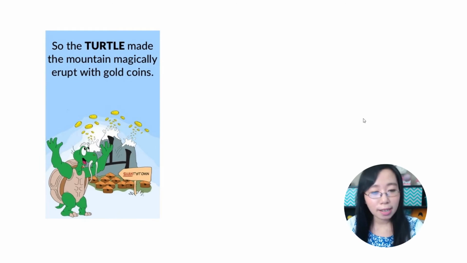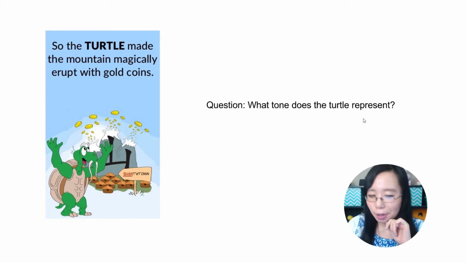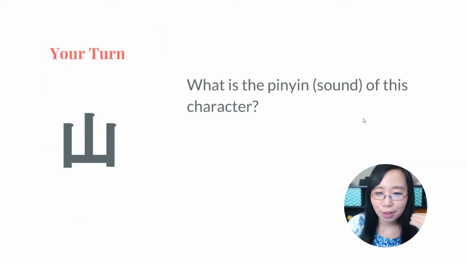Okay, so the second sentence. The turtle made the mountain magically erupt with gold coins. Okay, so here's the question for you. What tone does the turtle represent? Think of the opera singers. He likes to sing, so ah. Yep, that is first tone.